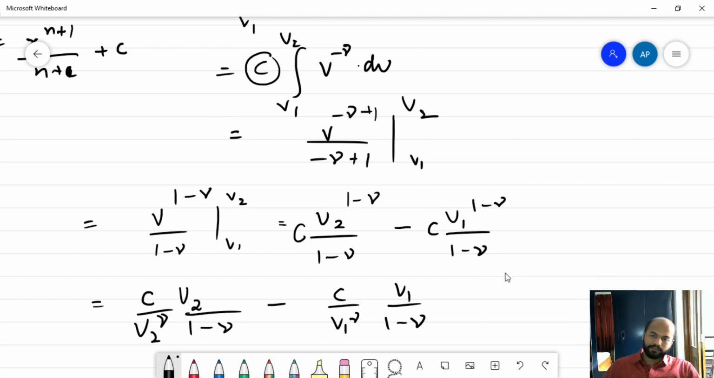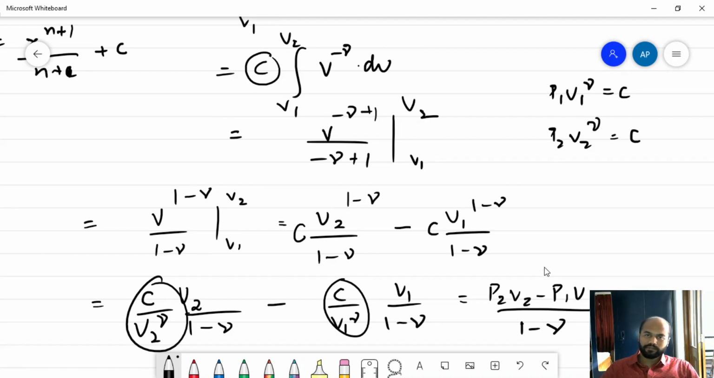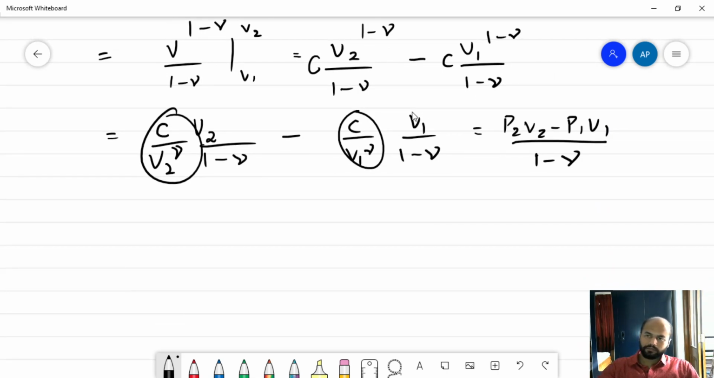That's what we get. Now we also know that P1 V1 raised to gamma is a constant, and P2 V2 raised to gamma is the same constant. So this can be replaced by P1 and this can be replaced by P2. So we get P2 V2 minus P1 V1 by 1 minus gamma. Or we can write it the other way as P1 V1 minus P2 V2 by gamma minus 1.